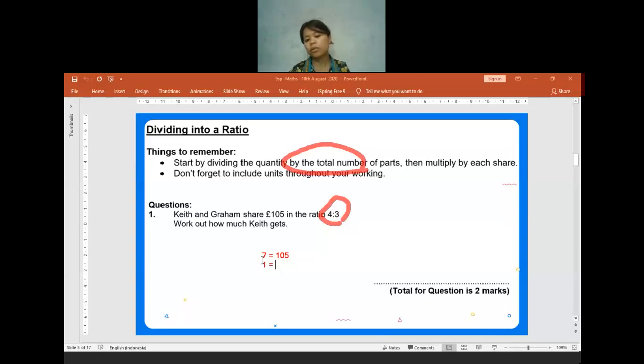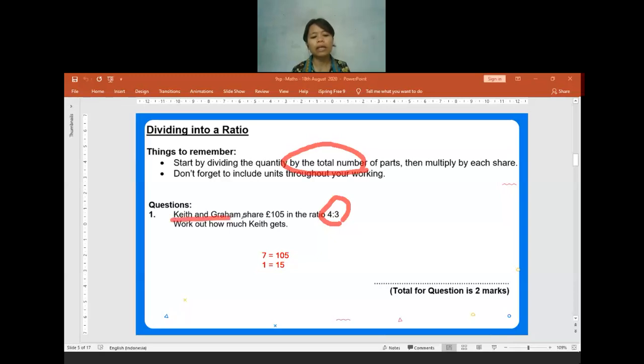Anyone know? If 7 is equals to 105, so 1 will be equals to how many? 15. Okay, 15. Yeah, so 1 is equals to 15. Now we did the question.